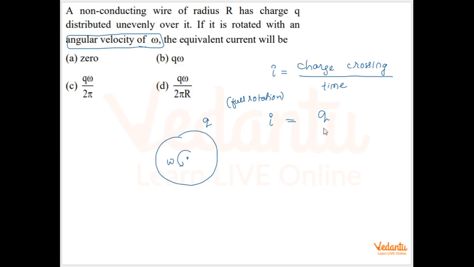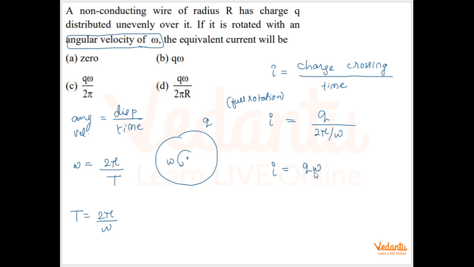And beta, the time taken for one full rotation, you have to know my dear bachcha log, that angular velocity is equal to angular displacement per unit time. Now for one full rotation beta, I will write down angular velocity as omega, angular displacement as 2 pi radians, and time as t, which gives me t is equal to 2 pi by omega. So I will substitute 2 pi by omega here, which gives me bachcho I is equal to q omega by 2 pi, which is option C.